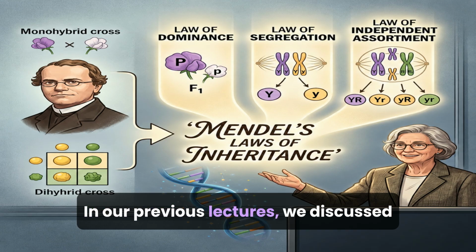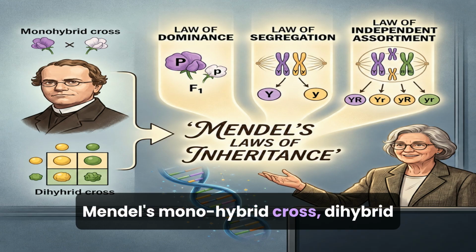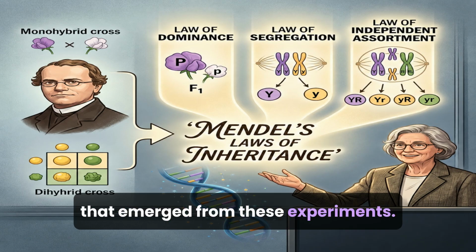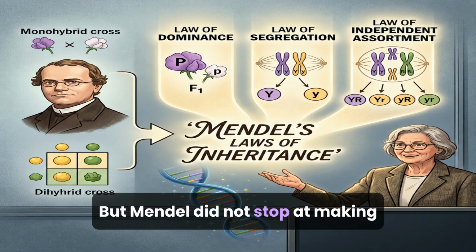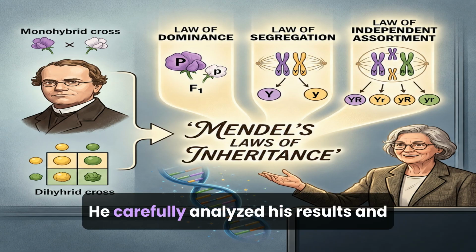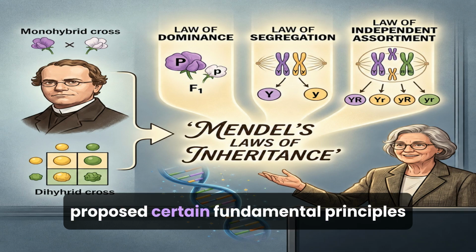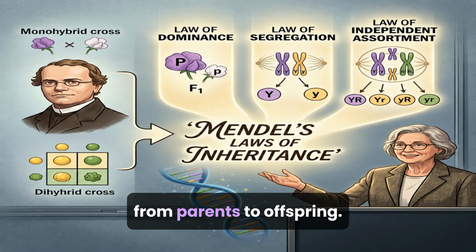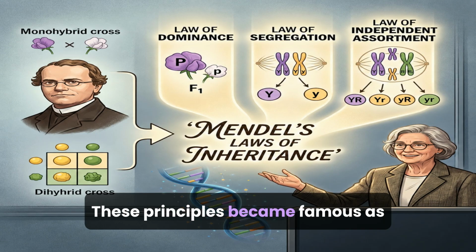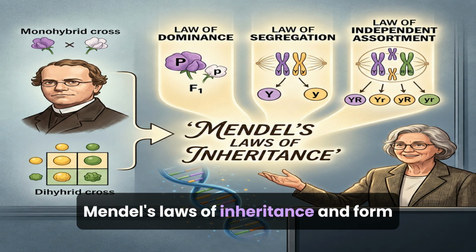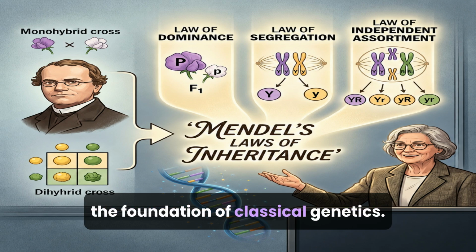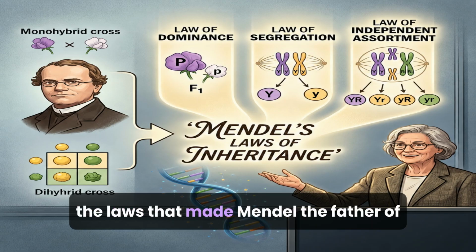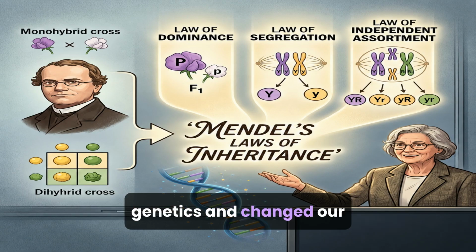In our previous lectures, we discussed Mendel's monohybrid cross, dihybrid cross, and the important observations that emerged from these experiments. But Mendel did not stop at making observations. He carefully analyzed his results and proposed certain fundamental principles that explain how traits are transmitted from parents to offspring. These principles became famous as Mendel's laws of inheritance and form the foundation of classical genetics. So in today's lecture, let us understand the laws that made Mendel the father of genetics and changed our understanding of heredity forever.